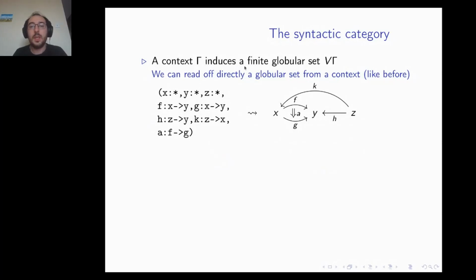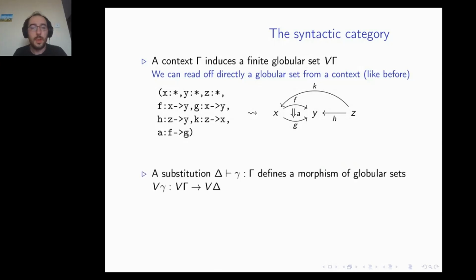So from a context, we can define a globular set, which we call V Gamma. V stands for variables. And we can just read directly from the context how to do this. So it's just like before. X is of type star, so I'll draw X as an object. Y is of type star, I'll draw Y as an object. Then F is from X to Y, I'll draw it as an arrow here on my diagram. Same for G, H, K. A is from F to G, then I'll draw A as a 2-cell from F to G. Note that I forgot to write the type here as a subscript, but we can infer it, so it's not really a big deal.